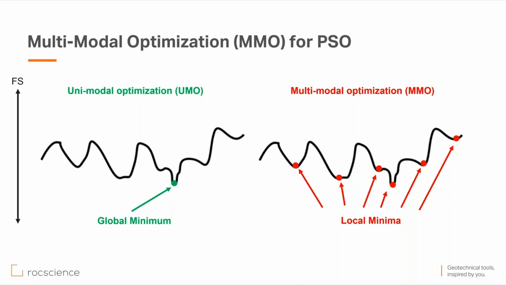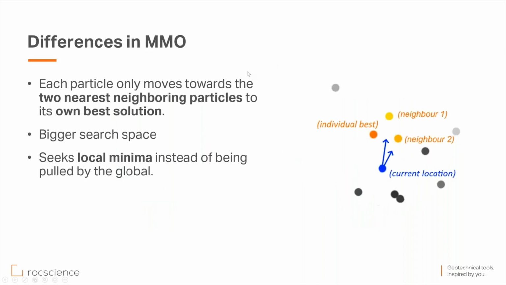The goal of multimodal optimization is to find multiple slip surfaces in a model, which correspond to different local minimums. In this way, more than one failure mode can be considered at the same time for a design. We will call this method MMO for short, and that's what I will use to refer to this method for the rest of the presentation.